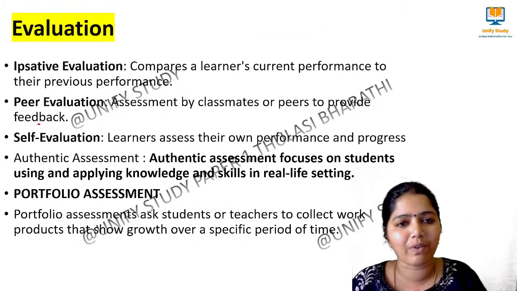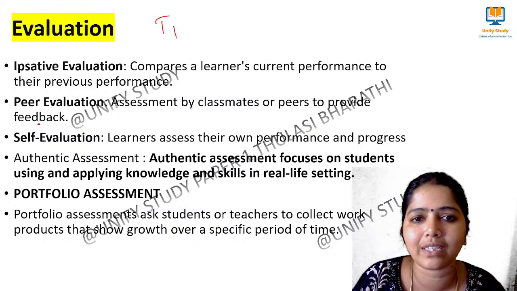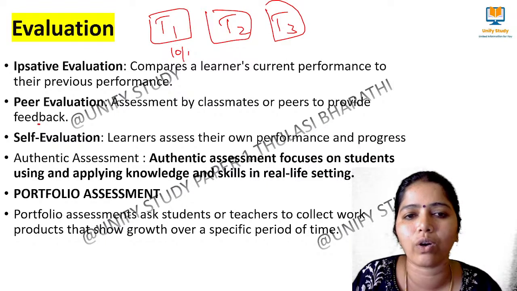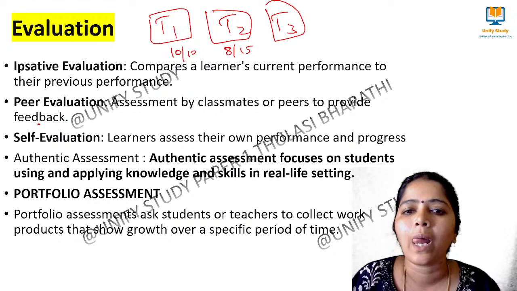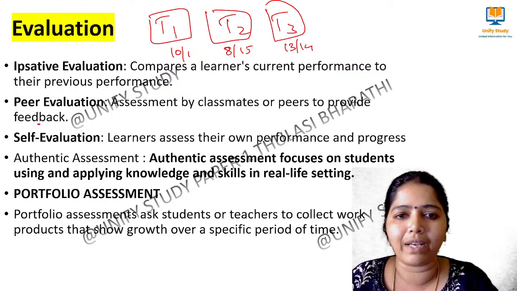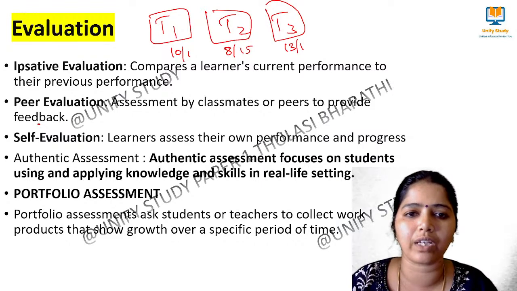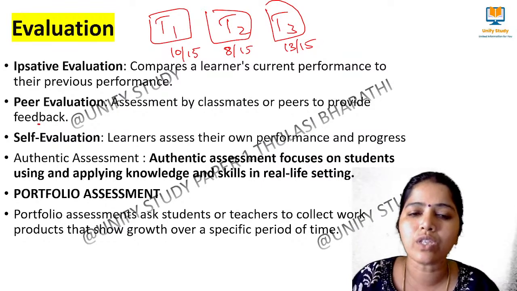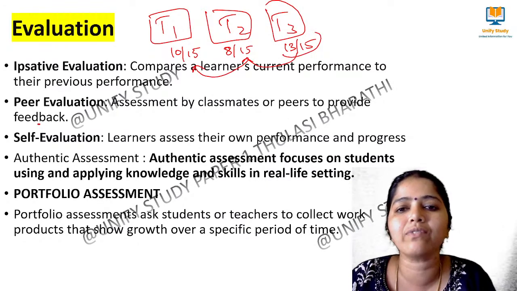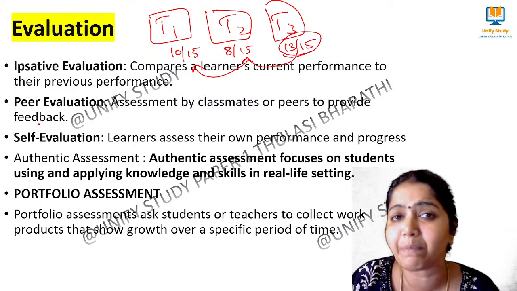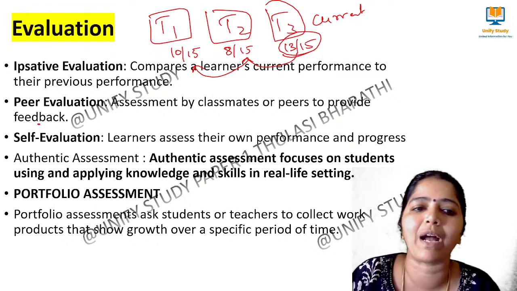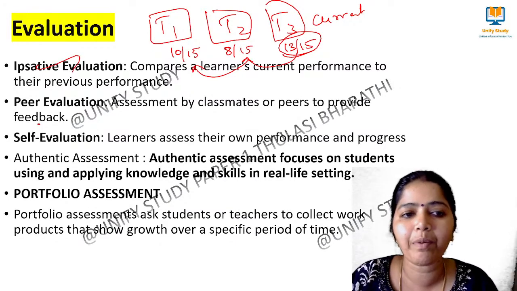Next one, we have ipsative evaluation. Ipsative evaluation means I have written test 1, test 2, test 3. Okay, 3 tests I have done. In this test I got 10 out of 10. This test I have got 8 out of 15. This test I have got 13 out of 14. So I'll make all the same marks so that it is easy to identify. So 10 out of 15, 8 out of 15, 13 out of 15. When I look at these marks, I will compare my score with the previous exams. So now I am saying my score is very good when I compare with my previous test. So it compares a learner's current performance. This is the current performance. This performance will be compared with the previous performance. It's called ipsative.